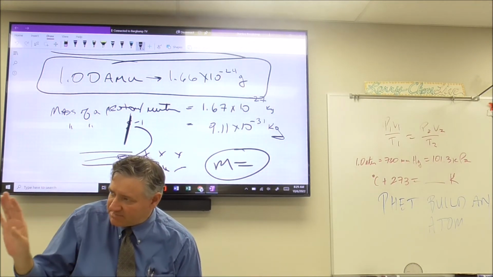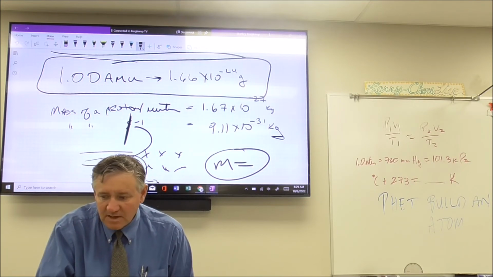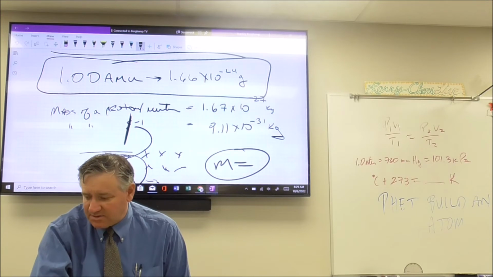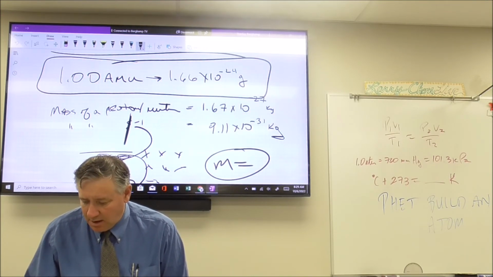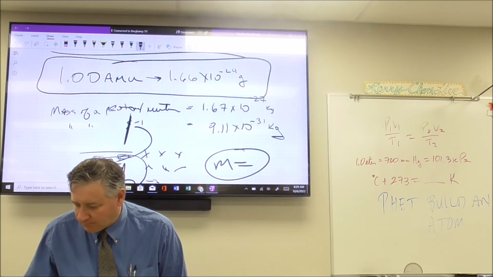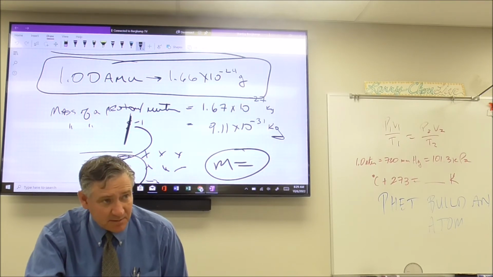So I'm never going to expect you to know these, but this is what I want you to see. So 1 atomic mass unit, and this is one of the things that they've got listed here in the middle of page 10. Okay, this is just the number that they gave you.